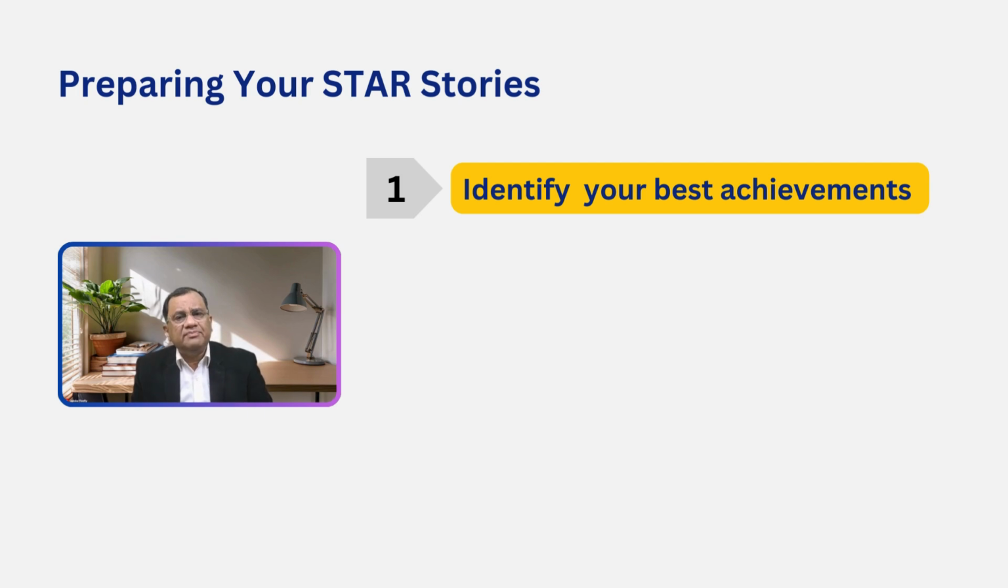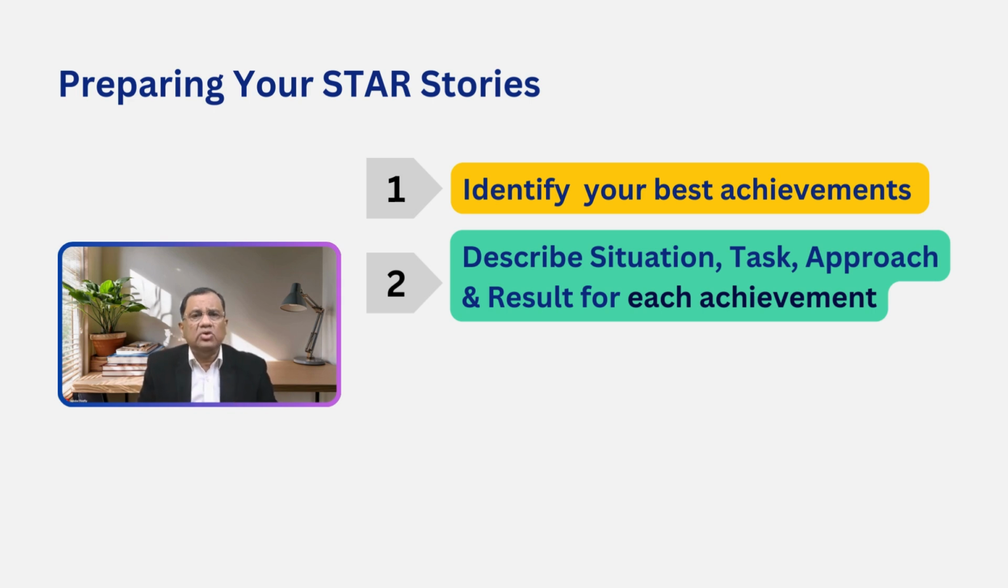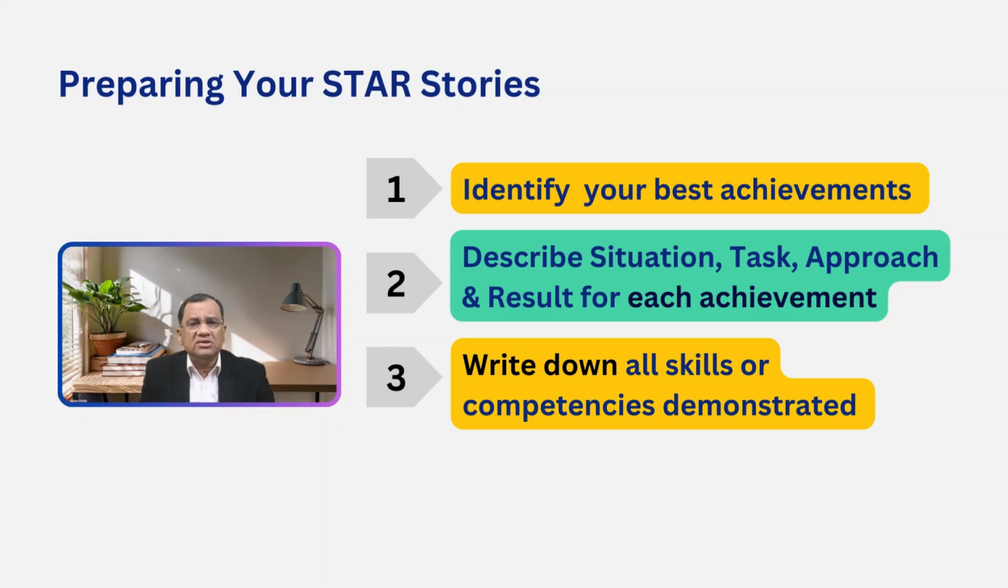Now let's move to step 2, which is, for each identified achievement, describe the situation, your task, your approach, and the result. It means you are creating your STAR story for each of your achievements. For each STAR story developed in the previous step, write down all the skills, competencies, and your personality traits that were demonstrated. Please note that every STAR story will have multiple skills and competencies displayed.